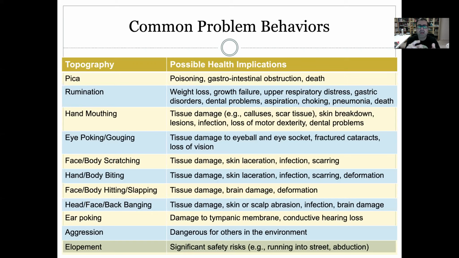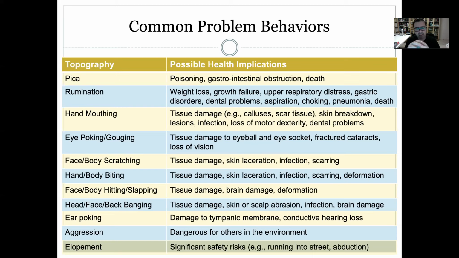So pica, rumination, hand mouthing. So take some time to read the health implications here. Eye poking or eye gouging, face or body scratching, especially if it happens too often, hand and body biting. So biting oneself or biting others. I have a mark on my leg from a client that I worked with that bit me. It was a small child, so my leg was the obvious place for the child to go and bite.